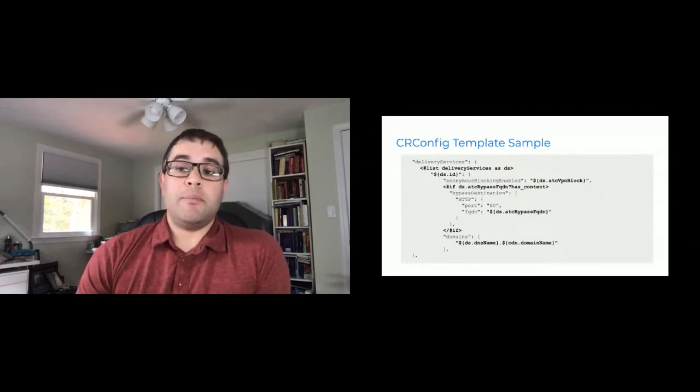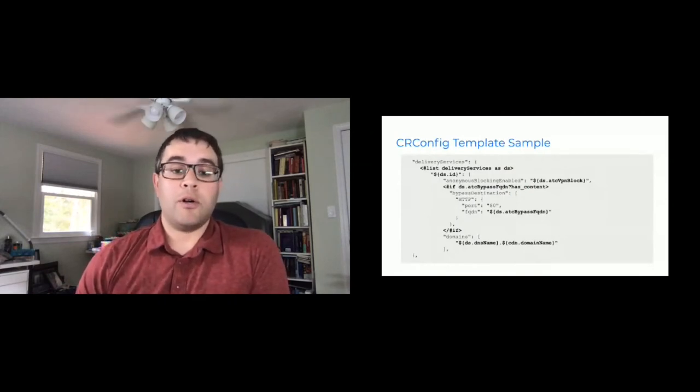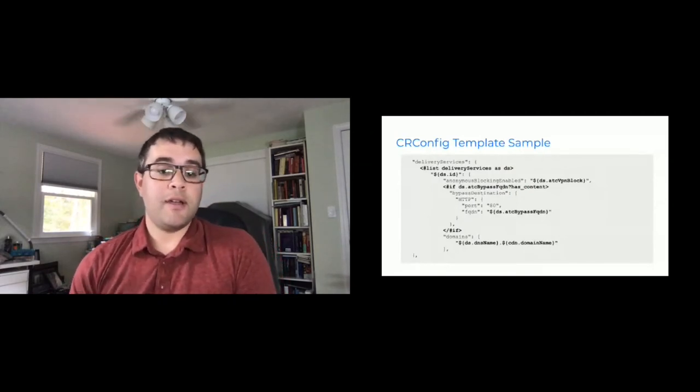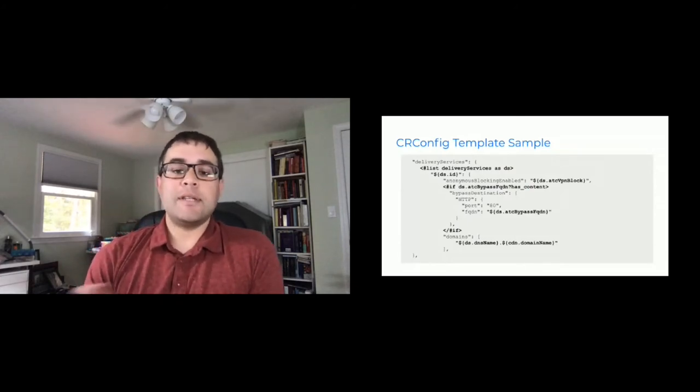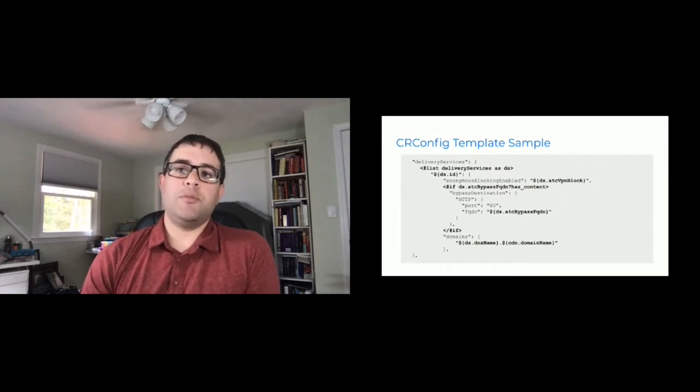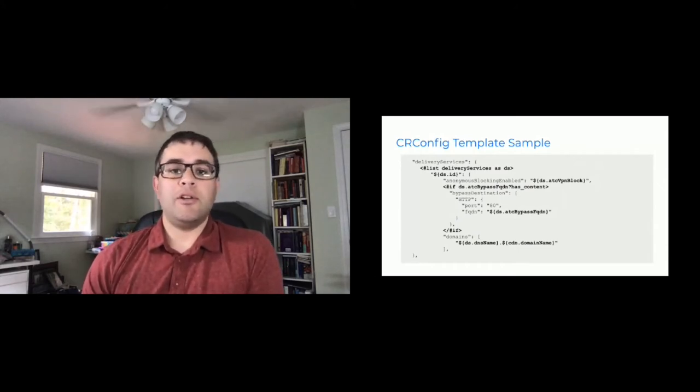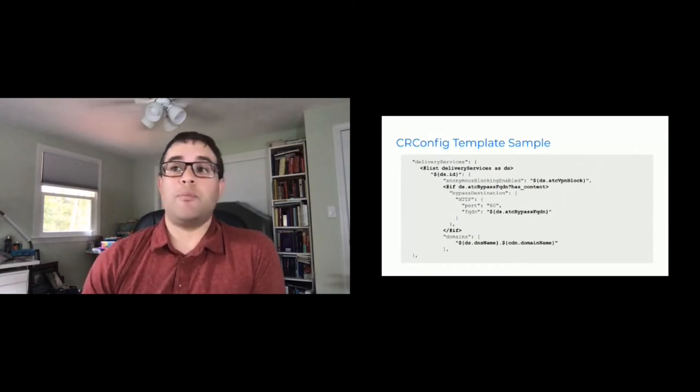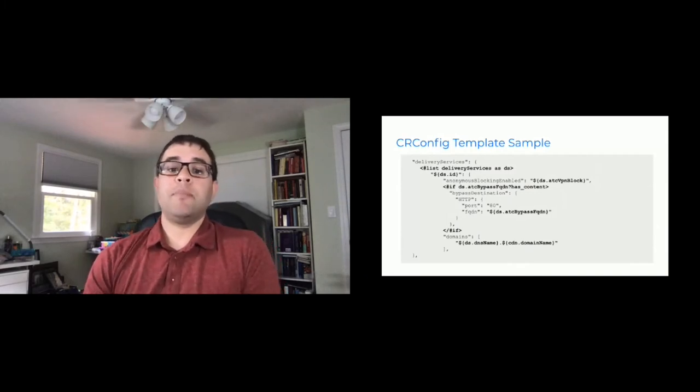Here is an example of one of our CR config templates. This is getting a little bit into the guts of Traffic Router, but I'm hoping that most people should be somewhat familiar with this by looking at the snapshot diffs on Traffic Portal. The templates are kind of dense, so apologies in advance.